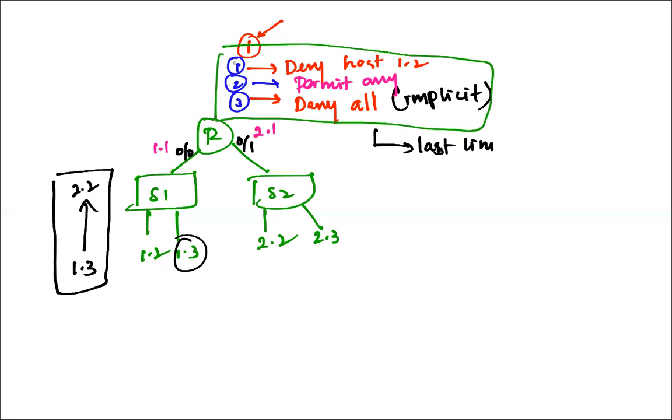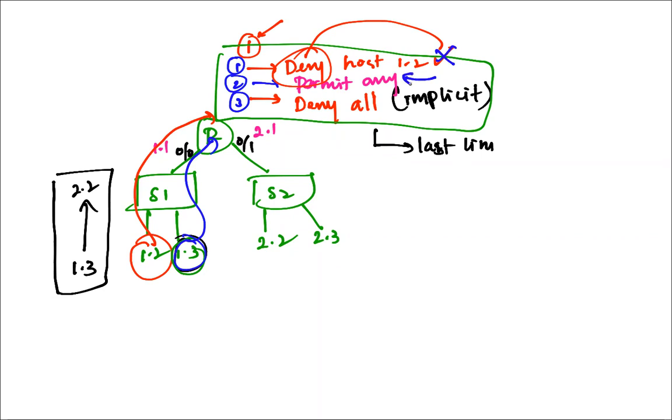Okay, so now if I ping from 1.2, it's going to match on which line? It's going to match on the first line, and it will get denied. If I ping from 1.3, then what's going to happen? It's not going to match on the first line. Now the router will check the second line. And what did I say? Everyone will match in the second line. And what is the action for that? The action is permit any.